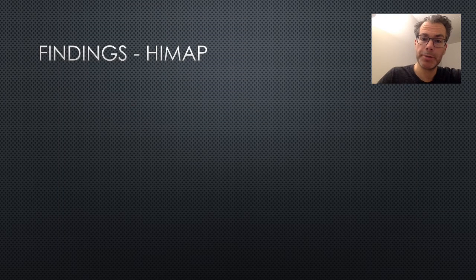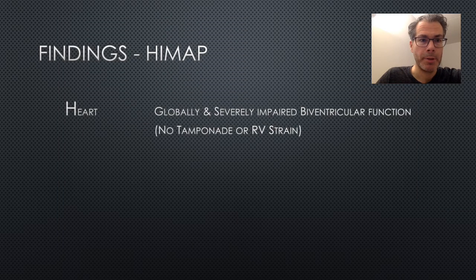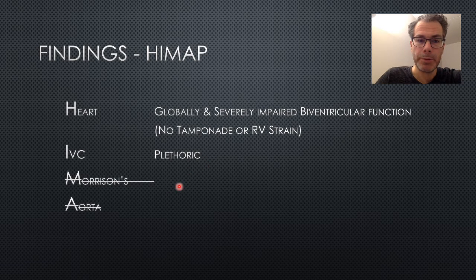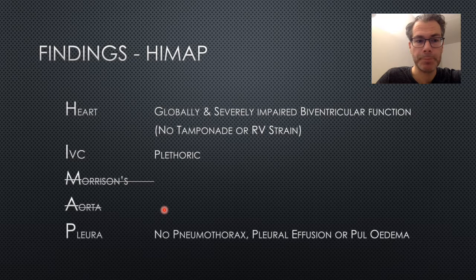So let's summarize the findings from the HIMAP. In terms of the heart, there was globally and severely impaired biventricular function, and the relevant negatives were no tamponade and no RV strain. The IVC was plethoric, so it was fat and not collapsing. Morrison's and aorta we decided to skip over because we didn't think they were relevant for this demographic. And then in terms of the pleura, there was no pneumothorax, and I didn't show you the images, but also there was no significant effusion or pulmonary edema.